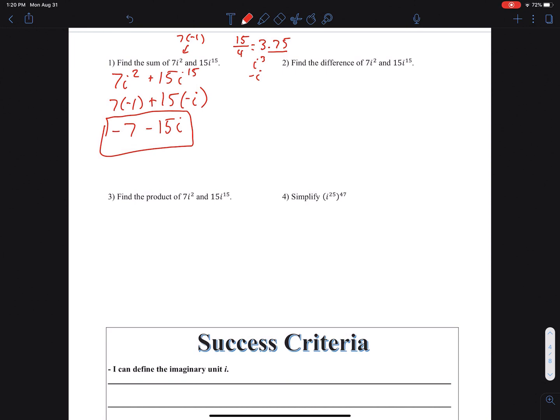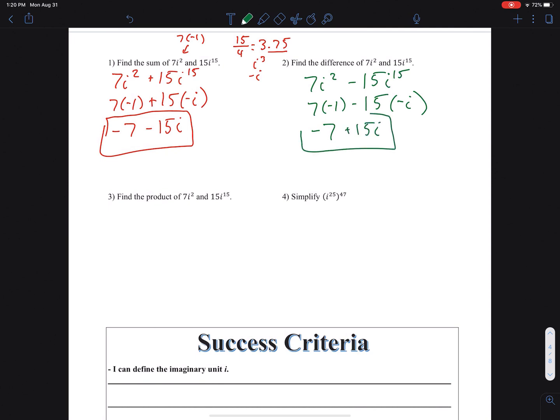Number 2 says find the difference, so we're subtracting this time, of 7i squared and 15i to the 15th. We already simplified these already, so I know 7i squared is going to be 7 times -1, and 15i to the 15th will be 15 times -i. And 7 times -1 is -7. -15 times -i, in this case, would be plus 15i. And that would be our answer for that.